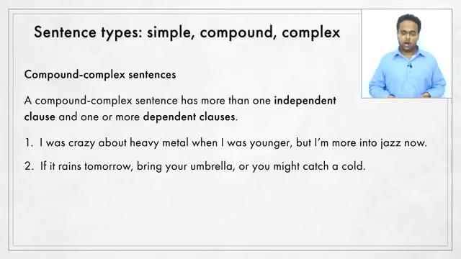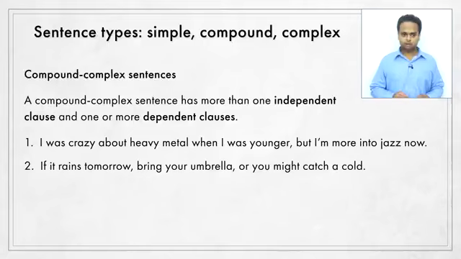For example, I was crazy about heavy metal when I was younger, but I'm more into jazz now. Heavy metal and jazz are genres or types of music. We see here that the first clause is independent: I was crazy about heavy metal. Then there's a dependent clause, when I was younger. Then there's a coordinating conjunction, but, and then another independent clause, I'm more into jazz now. So this is a compound complex sentence.